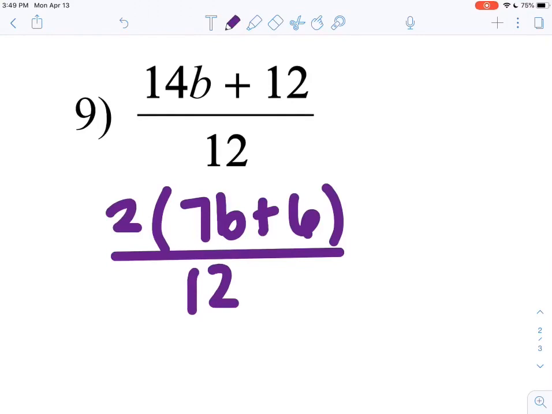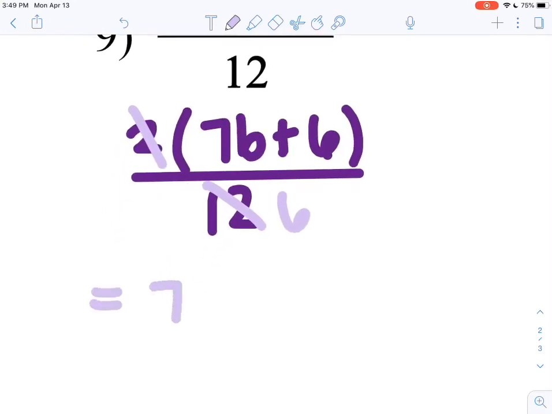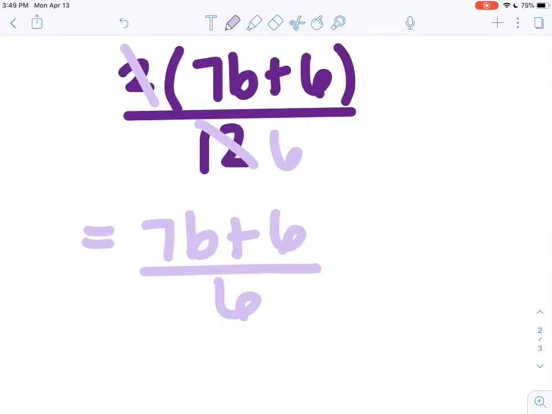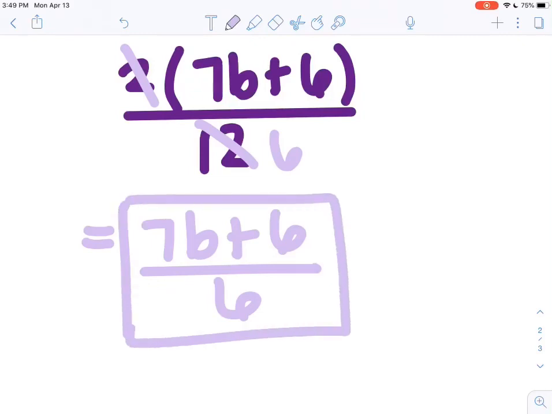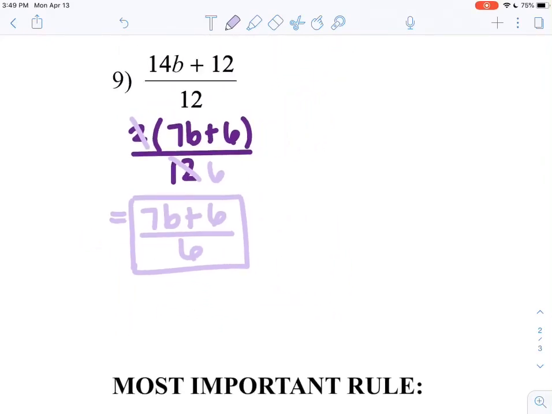Now that I've taken the 2 out, it is not a part of the binomial anymore, and it is fair game to simplify. So I'm going to simplify the 2 with the 12. So the 2 goes away, and the 12 becomes a 6. So I get 7b plus 6 over 6. Now these 6's cannot cross out because that 6 in the numerator is part of a binomial. Okay, it's attached by addition. If it's attached by addition, you cannot touch it. If it's attached by multiplication, it is.